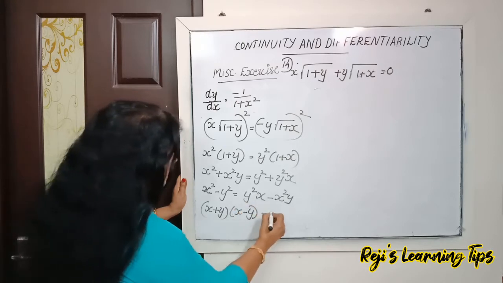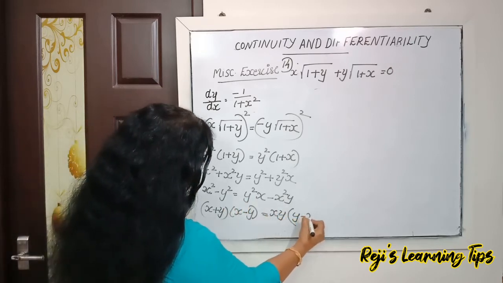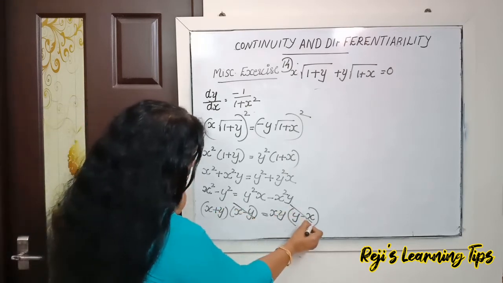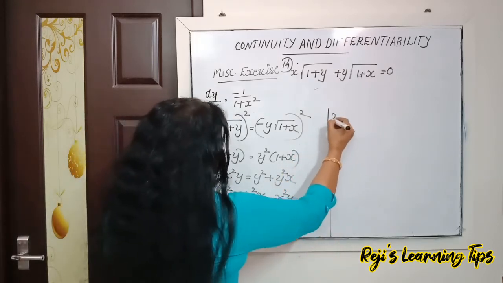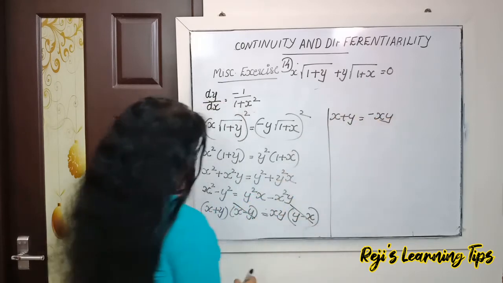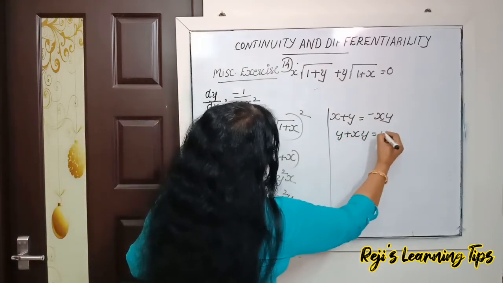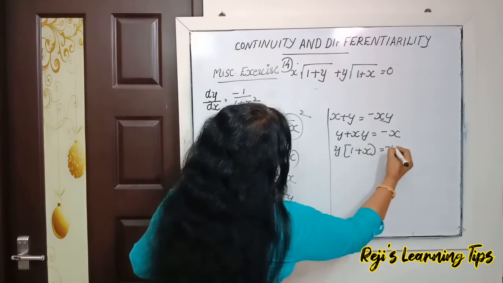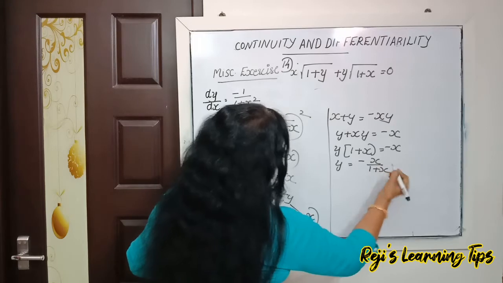And from here we can take xy common, then we can write here y minus x. Okay. Then we can cancel this x minus y and y minus x, then here one minus sign will come. So that x plus y is equal to minus xy. Understood? Then y plus xy is equal to minus x. Then y into 1 plus x is equal to minus x. Therefore, y is equal to minus x divided by 1 plus x.